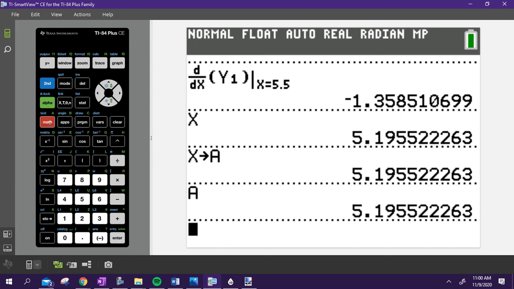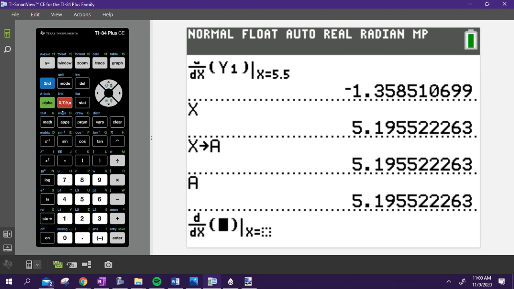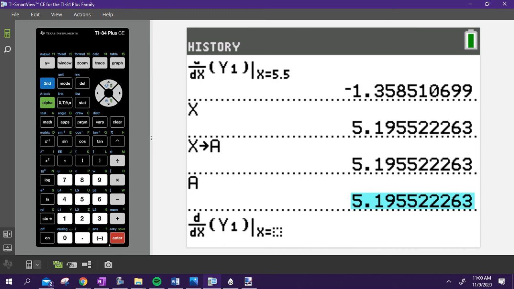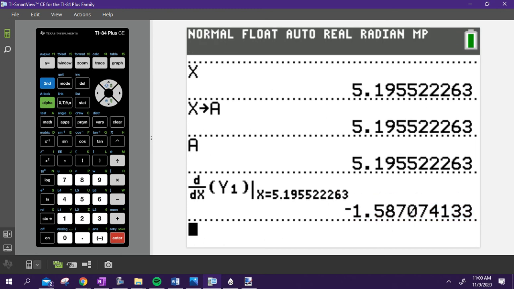Once I've done that, then I'm going math 8. I'm finding the derivative because I'm looking for the acceleration of this function at x equal to that number right there. Boom, hit enter, negative 1.587.